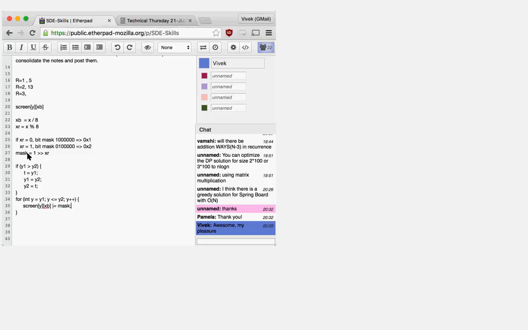Not 1 bit, but by as many bits as necessary, right? If the remainder is 1, then I shift it by 1, which is essentially the second bit. If it's 0, then I right shift by 0. So.